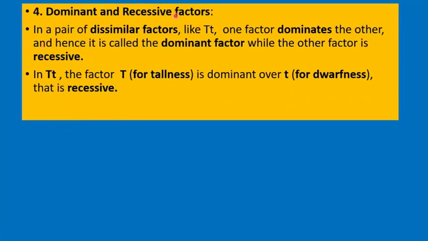Then, dominant and recessive factor, very important. In a pair of dissimilar factors like capital T and small t, one factor dominates the other, and hence it is called the dominant factor, while the other factor is known as recessive. And in capital T and small t, the factor T for tallness is dominant over t, that is recessive.